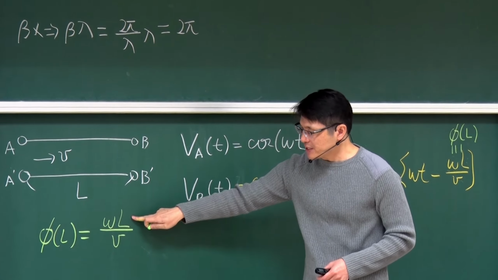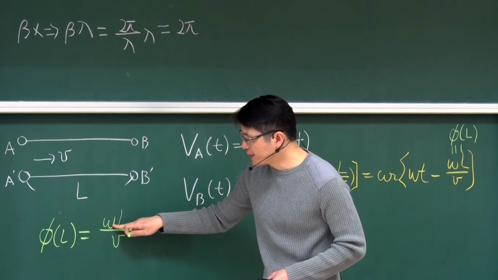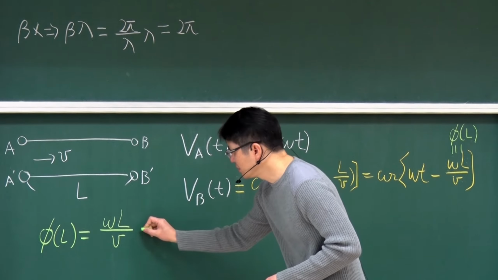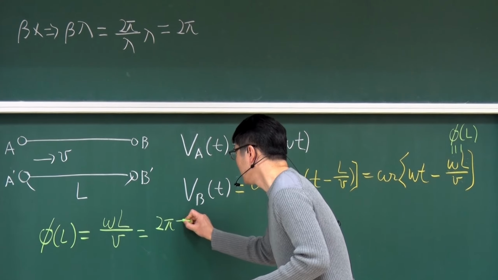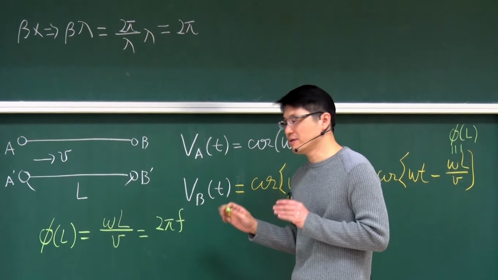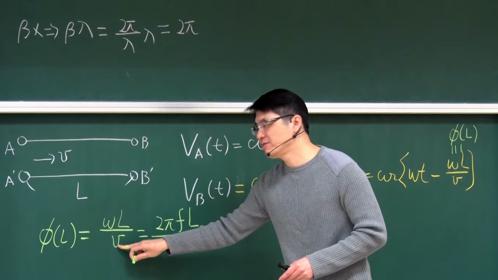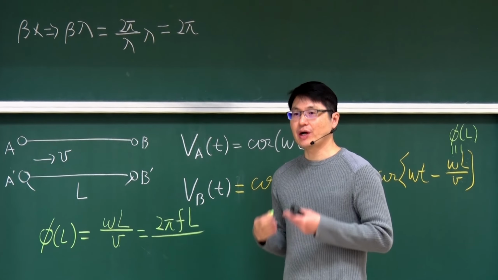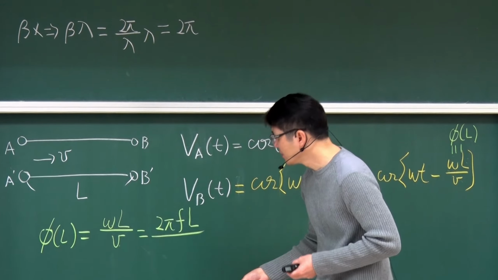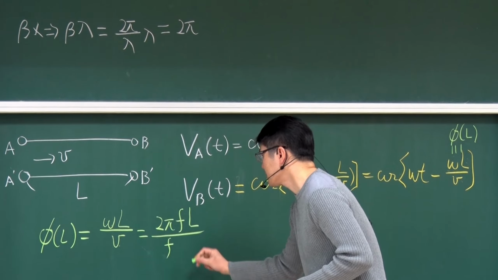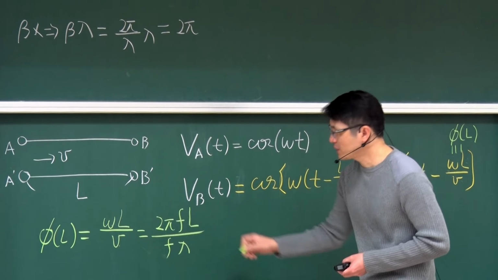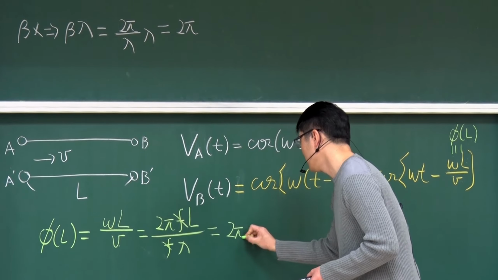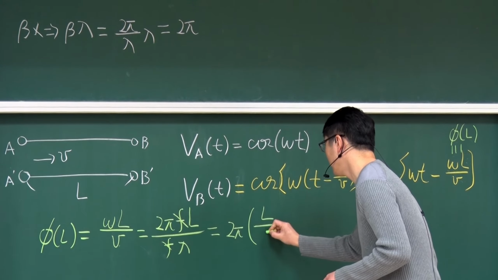This distance-dependent phase is omega times L divided by V, the traveling velocity. But we already know that omega is 2 pi times F. I'm repeating myself, but I want to make sure you understand everything I taught. V is F times lambda. So we can cancel the F, and eventually you have 2 pi times L divided by lambda.